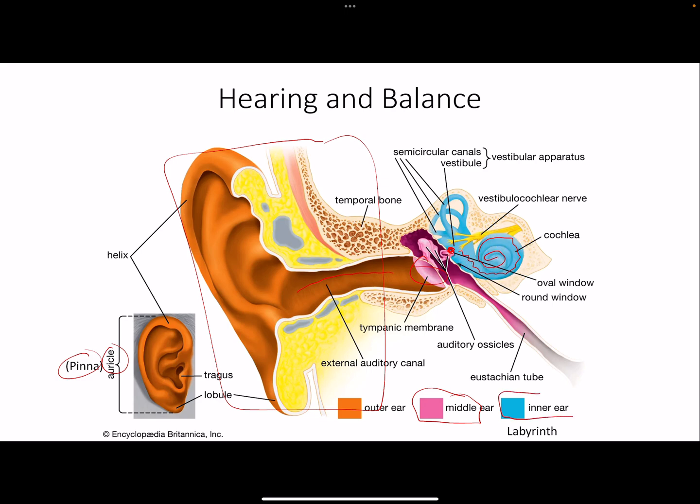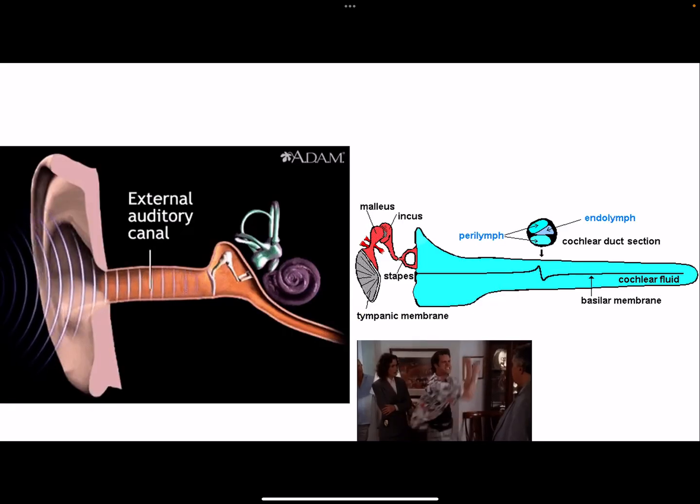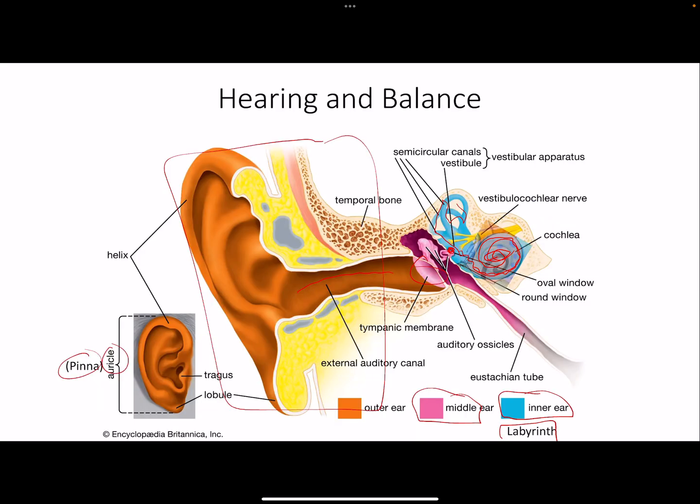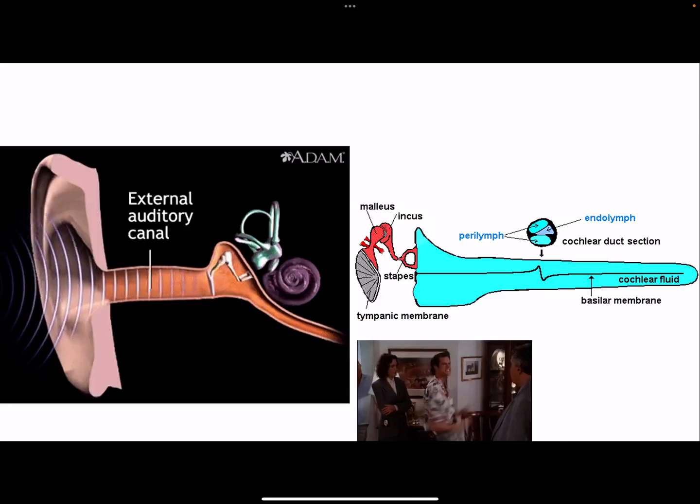This is the inner ear here in blue, also known as the labyrinth, because it does kind of look like a maze, right? It looks really complicated, right? Thinking of the Minotaur of Greek mythology and Theseus. So yeah, it will be hearing and balance. We'll talk about both of them.